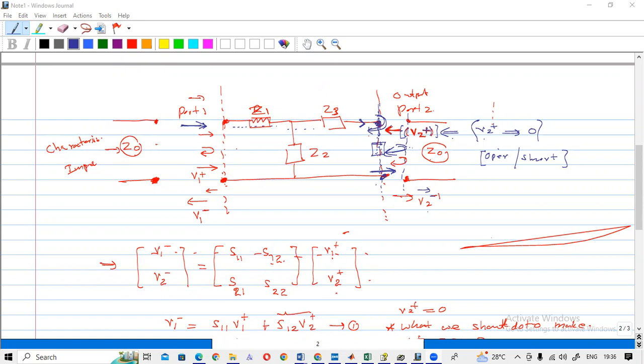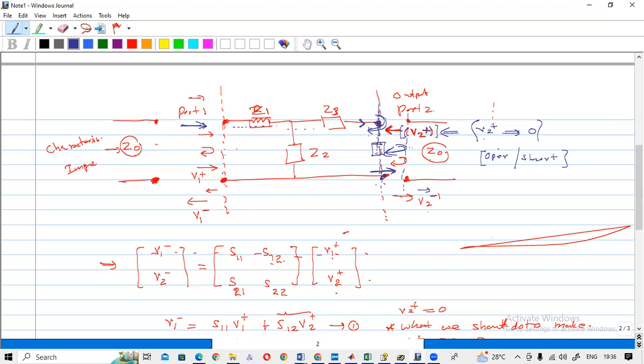Now you can see that we need to make this V2 zero. Then this side impedance should be matched to this line impedance, Z0. So you have to match this line impedance to Z0, then the reflection will be zero. So there is no reflection. So you have to match this end to 50, so you have to make this end also 50.